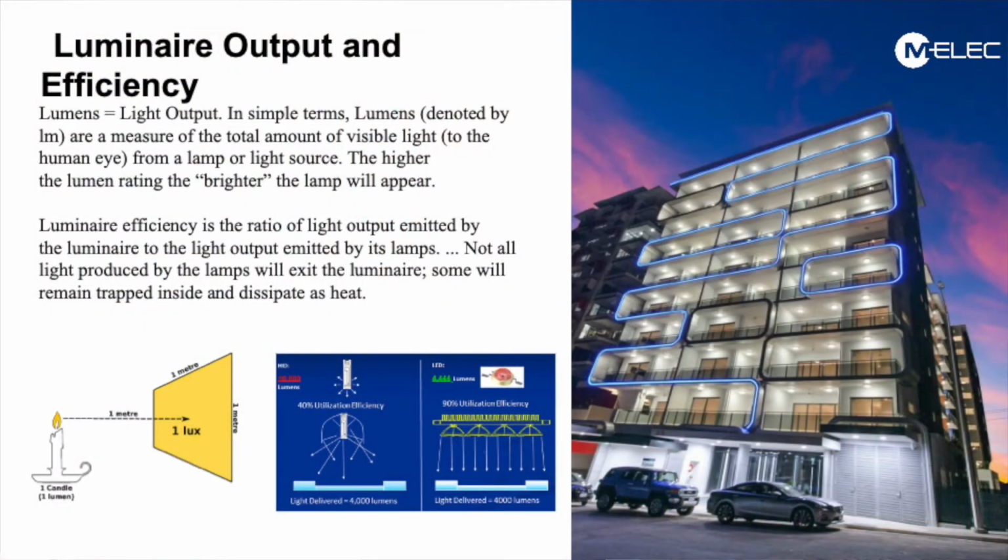Luminaire output and efficiency. This is a really good point, and when you're talking to customers and trying to get somebody across the line, this is a really good thing to bring up to them. Lumens, in simple terms, is the light output. So, I'm looking at a light here. The lumen output is pretty good. If I was to have a dimmer, I could dim it down or I could ramp it up. But that's the lumen output. It's the visible light to the human eye.